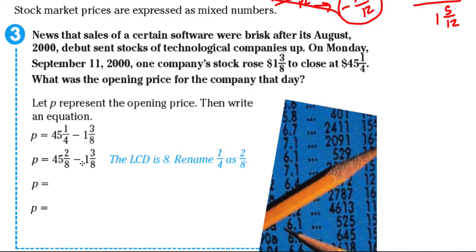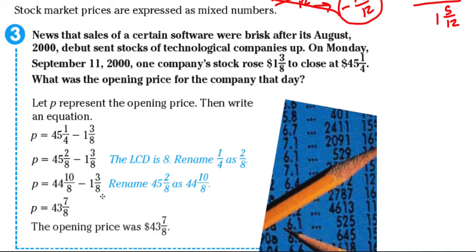Okay, but if you notice 3 is greater than 2, so that means we need to borrow 1 from 45, so that becomes now 44. Okay, so we rename this to become 44 and 10 over 8. Okay, minus 1 and 3/8, we end up with 43 and 7/8. So the opening price was $43 7/8.